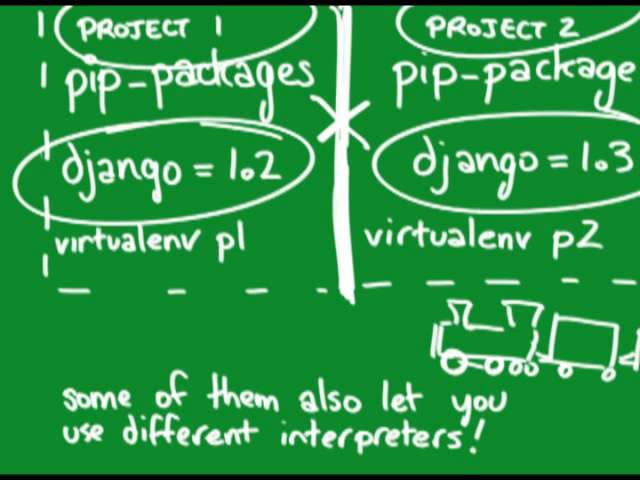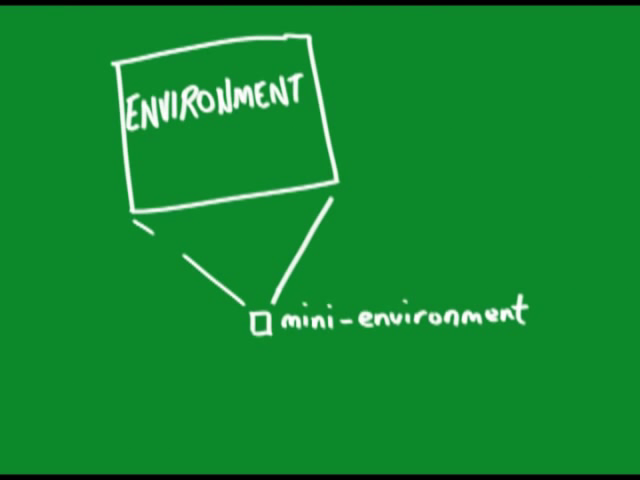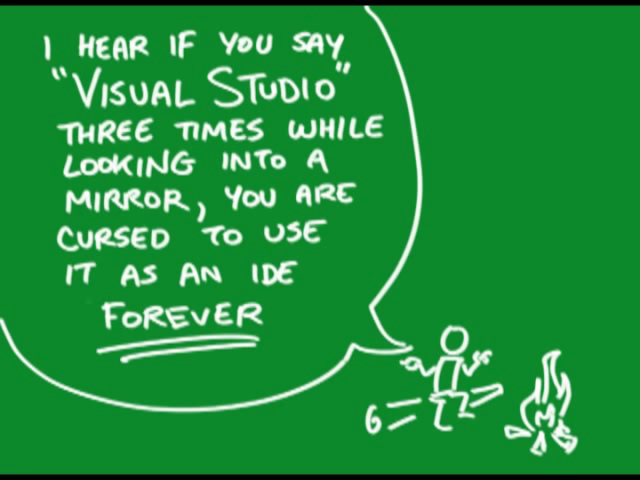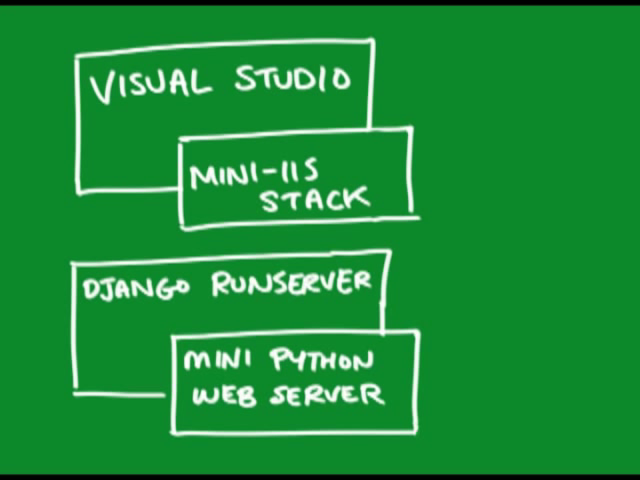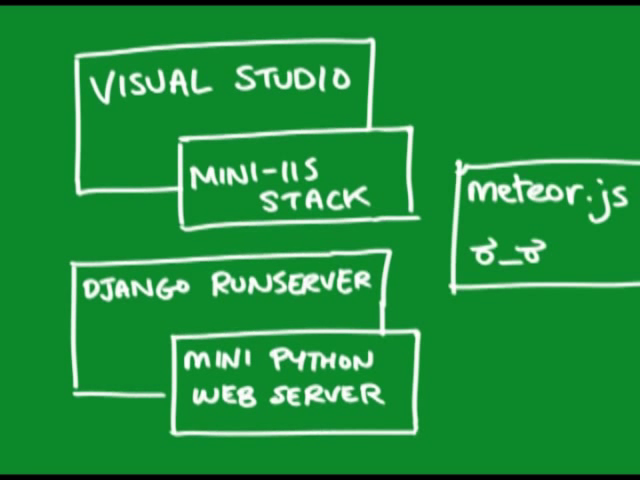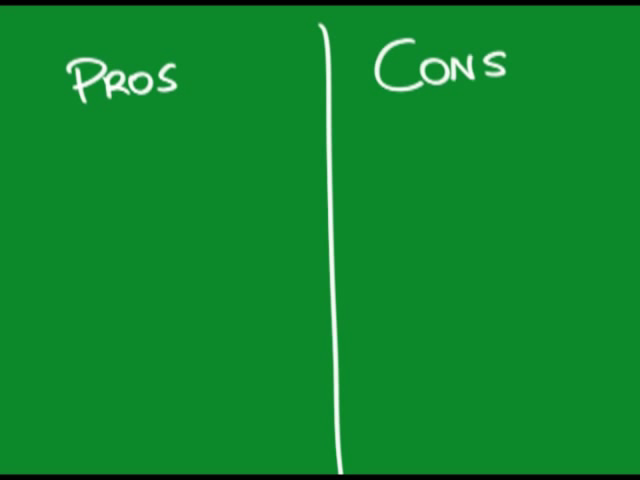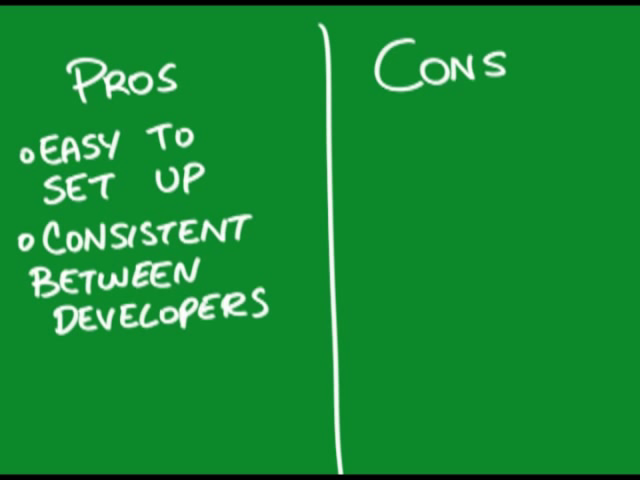Many languages come with developer-friendly mini-environments that focus on creating a workable system for developers without all the trouble required to set up a complete environment. Visual Studio, for example, contains a complete server suitable for deploying IIS apps locally without having to run the entire IIS server stack. Django's runserver comes with a built-in sample environment, as does Meteor.js. These developer environments have good qualities and bad qualities. They're easy to set up and they're consistent between developers, but there's a large gap between development and deployment environment.